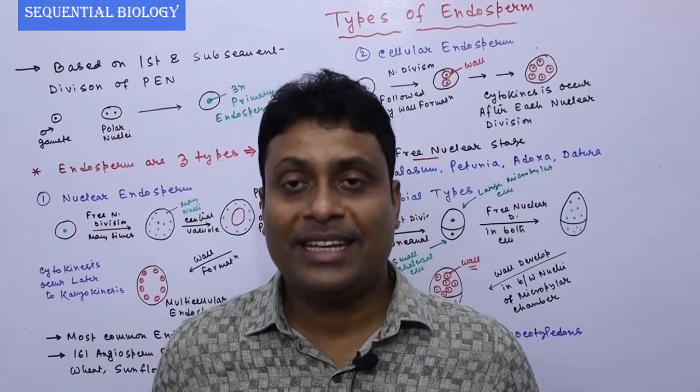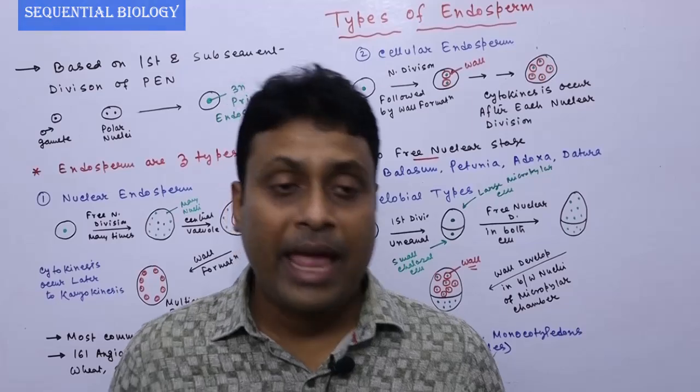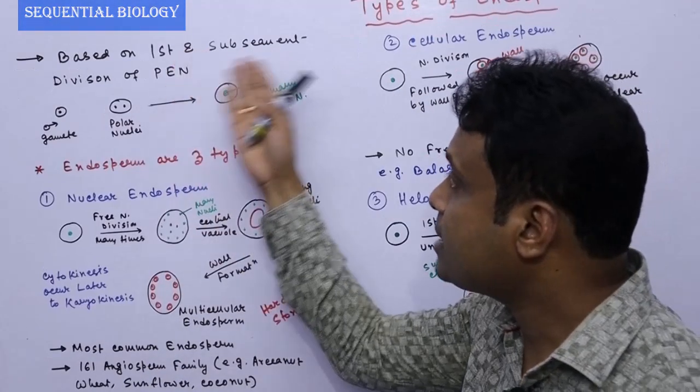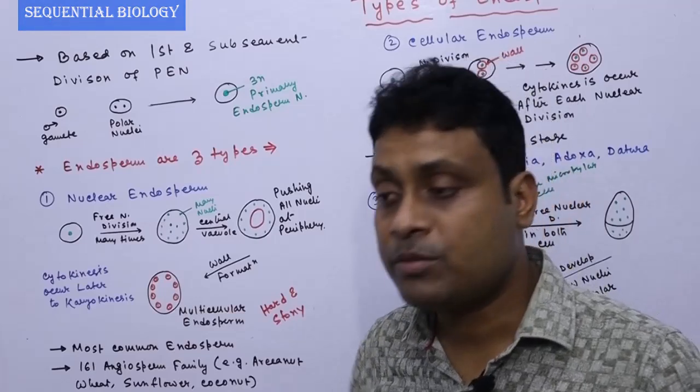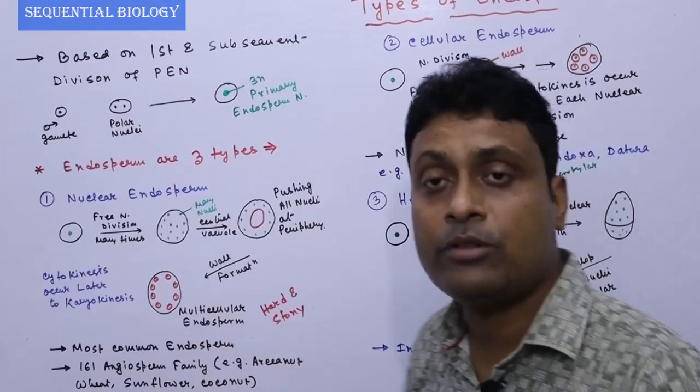Welcome students. In this video we will discuss the different types of endosperm and how these different types of endosperm are developed. On the first and subsequent divisions of the primary endosperm nucleus, endosperm are of three types. Then what is this primary endosperm nucleus?